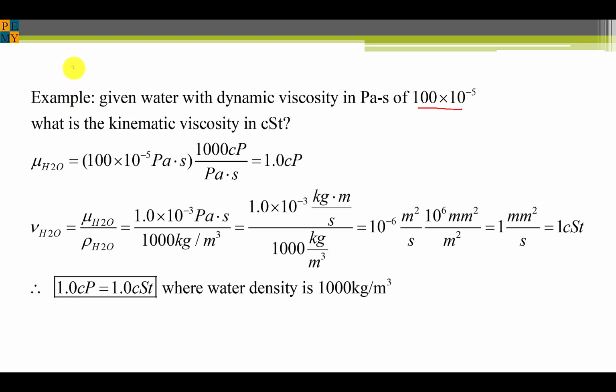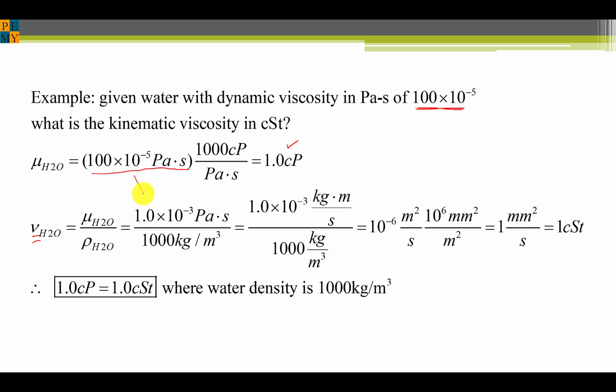This slide goes over what we went over in the previous slide, but formalizes it a little bit so you can see the details of the calculation. We have water in Pascal seconds, a viscosity of 100 times 10 to the minus 5. We want to know what the kinematic viscosity is in centistokes. So we take the 100 times 10 to the minus 5 Pascal seconds. There are 1,000 CP per Pascal second, so that's 1 centipoise. But we were asked for kinematic viscosity, nu, and that is mu, the dynamic viscosity, divided by rho. Here again we use the SI unit of Pascal seconds to keep things straight.